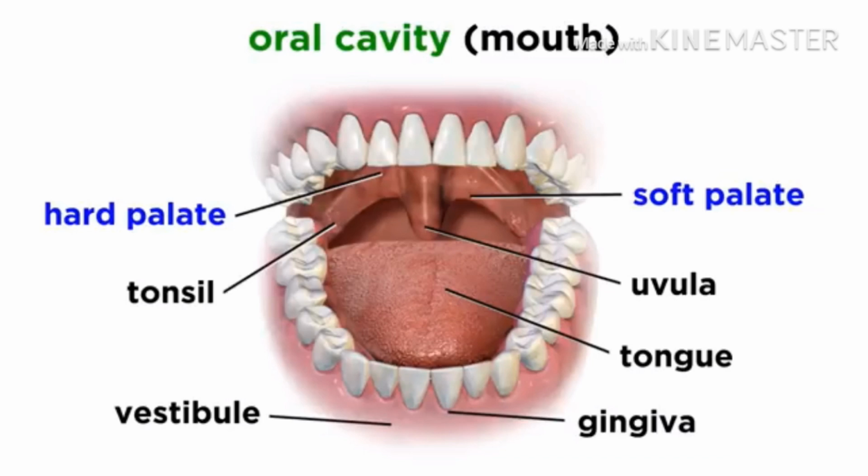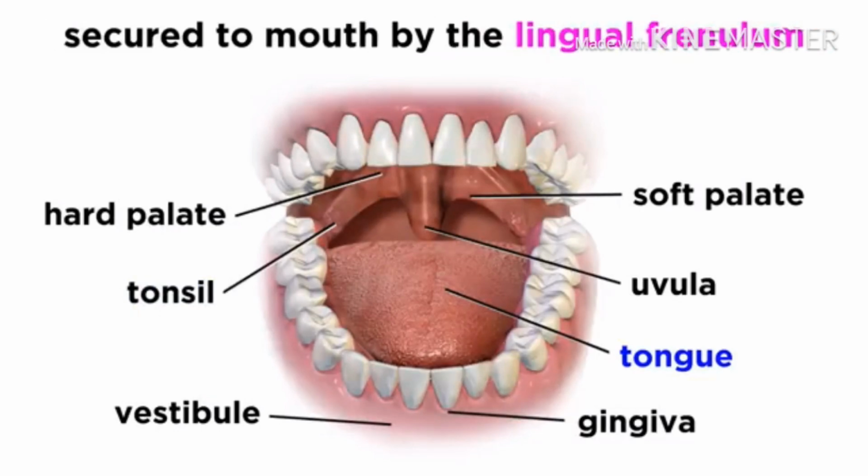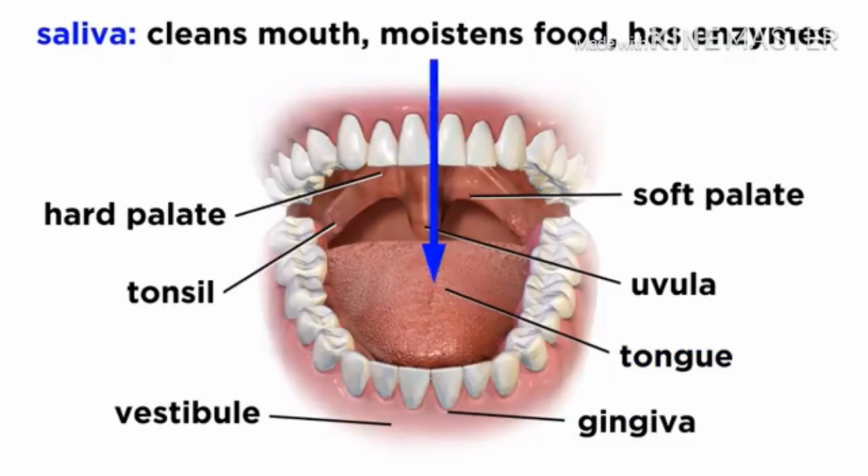We can also see the hard and soft palate, the uvula, and the palatine tonsil. The tongue is made of skeletal muscle fibers and is secured to the mouth by the lingual frenulum. Next are the salivary glands. The salivary glands produce saliva that cleans the mouth, moistens and dissolves food, and contains enzymes that begin breaking down certain foods.